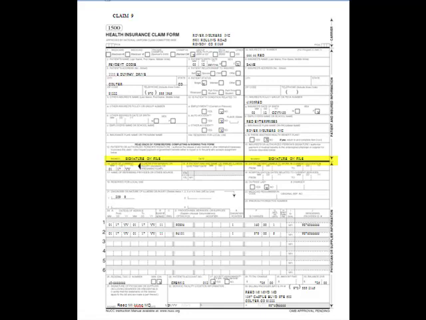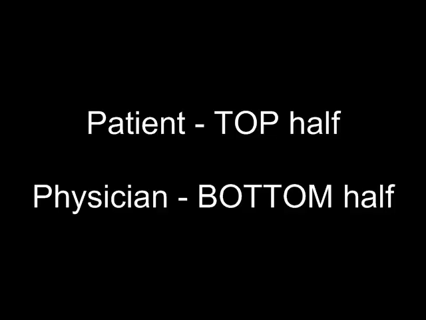Now we're going to continue on with the form. The first thing you'll notice is that there's a dark red line or dark black line about halfway down through the form. If you fold it across that, you will have the form divided in half. The top half is the patient information and the bottom half is the physician information. We're going to start with the top, the patient information.